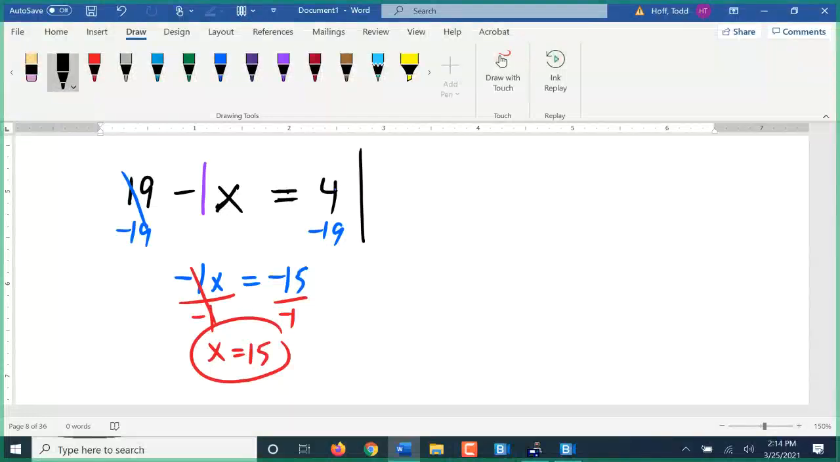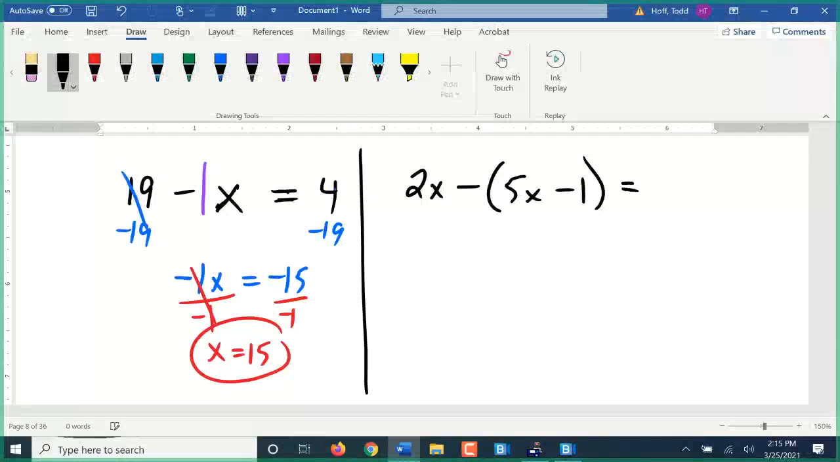Well, the equivalent with our parentheses to this looks something like this. 2x minus parentheses 5x minus 1 equals 16. Look at this one. We see the parentheses, and there's nothing to do inside those parentheses. So we ask, well, what can we do to those parentheses? And at first glance, it looks like nothing.